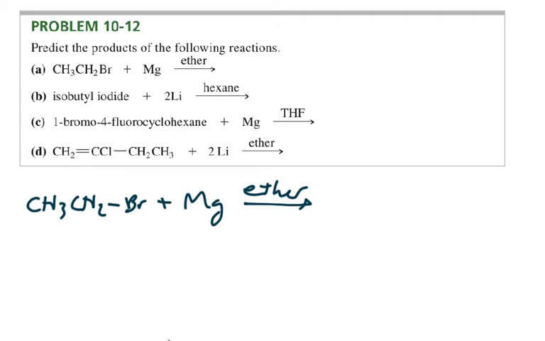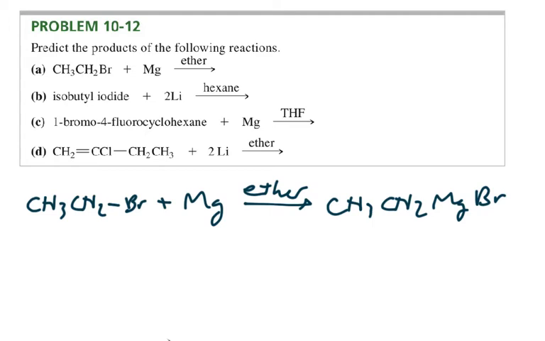So this is a Grignard reagent synthesis. We are making a Grignard reagent out of an alkyl halide and magnesium. So basically the magnesium is just going to pop itself in the middle there, and we're going to get ethyl magnesium bromide. And the reason we do it in ether is because if we did it in water or another protic solvent, it would get destroyed. All right, let's try number 2.